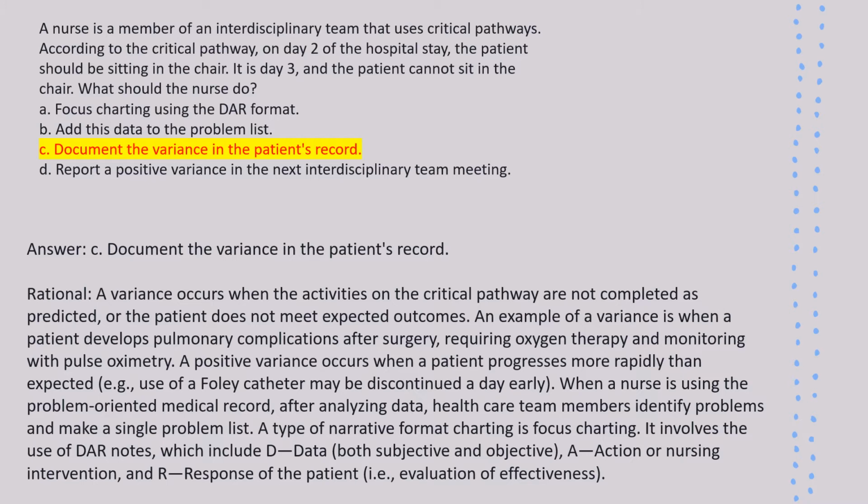Rationale: A variance occurs when the activities on the critical pathway are not completed as predicted, or the patient does not meet expected outcomes. An example of a variance is when a patient develops pulmonary complications after surgery, requiring oxygen therapy and monitoring with pulse oximetry. A positive variance occurs when a patient progresses more rapidly than expected, e.g., use of a Foley catheter may be discontinued a day early. When a nurse is using the problem-oriented medical record, after analyzing data, healthcare team members identify problems and make a single problem list.